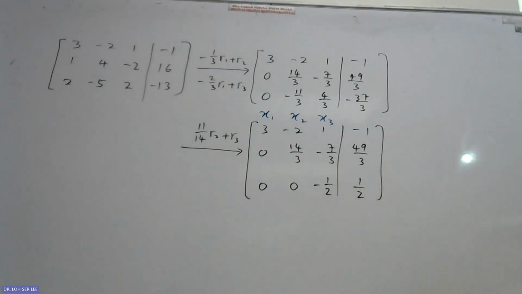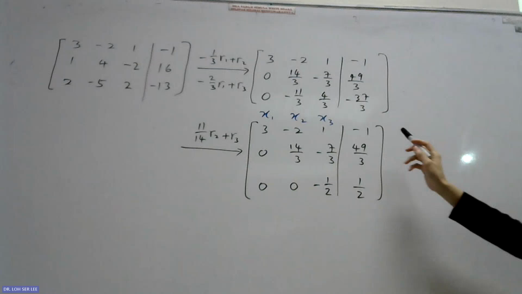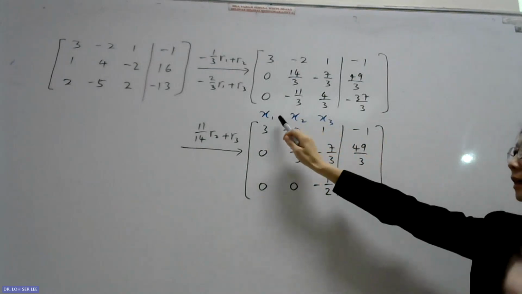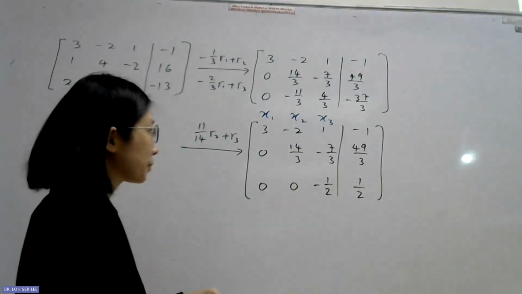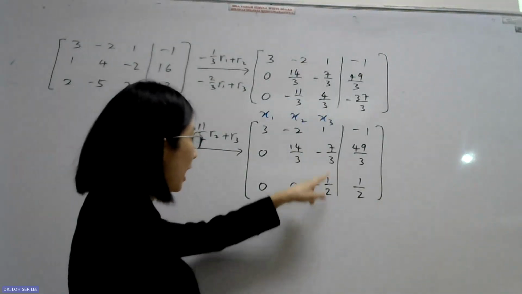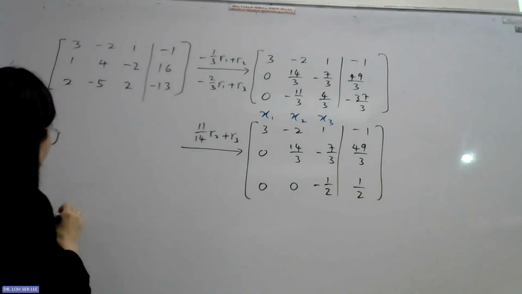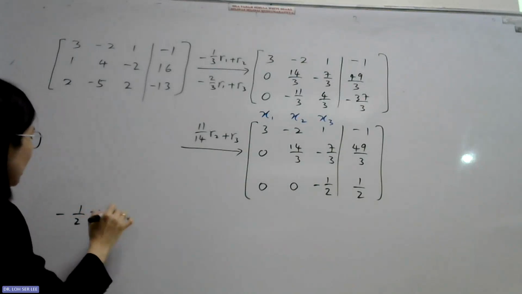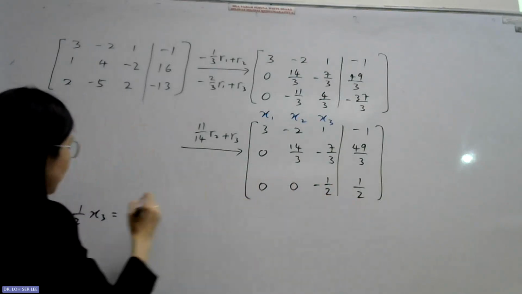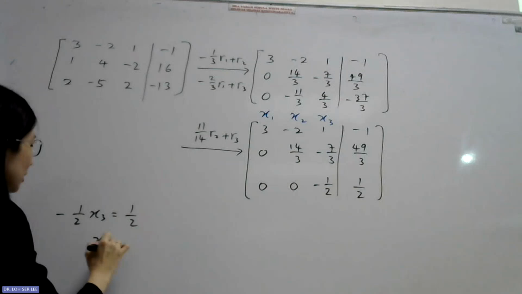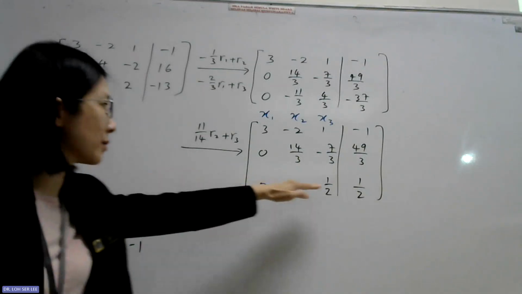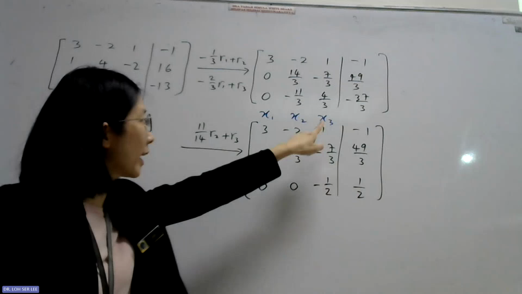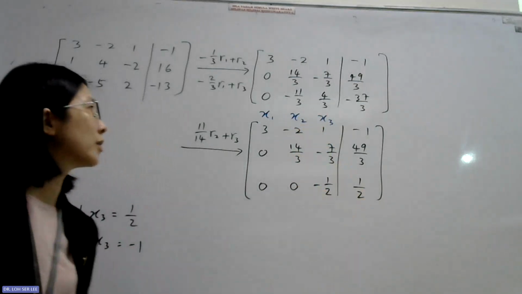You can insert the x1, x2, x3 at the top of the augmented matrix. Okay, x1, x2, x3. So start from the last row. We have negative half x3. Okay, negative half x3 equals to half. So x3 is negative 1. Okay, start from the last row. This is negative half x3 equals to half.